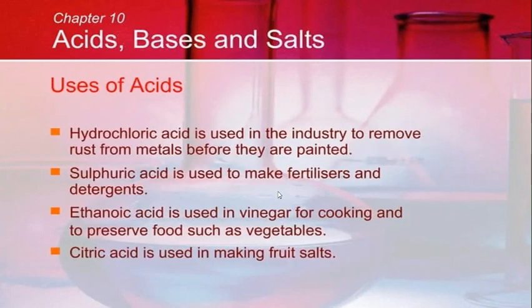So, the uses of acids. Hydrochloric acid is used in industry to remove rust from metals before they are painted. They usually apply acids to steel bars in order to remove rust before they are painted. Sulfuric acid is used to make fertilizers and detergents, which make your clothes clean, and it is used to clean objects and remove dirt, and it is very effective in that area. Ethanoic acid is used in vinegar for cooking and to preserve food such as vegetables.